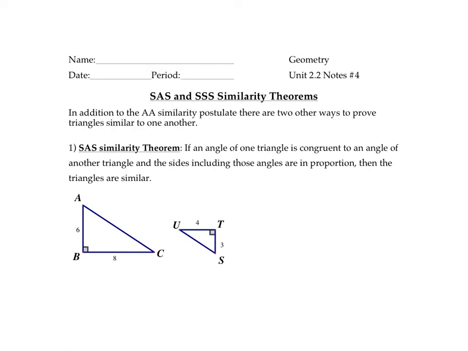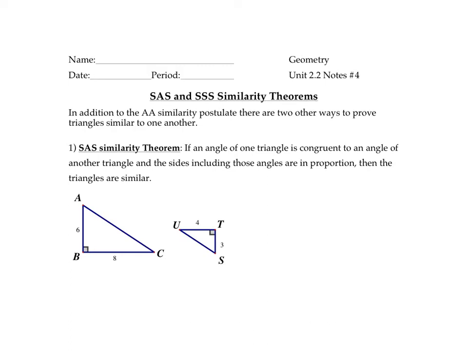So today we're just going to jump right in and talk about our first shortcut. It's called the side-angle-side similarity theorem. It says if an angle of one triangle is congruent to an angle of another triangle, and the sides including those angles are in proportion, then the triangles are similar.